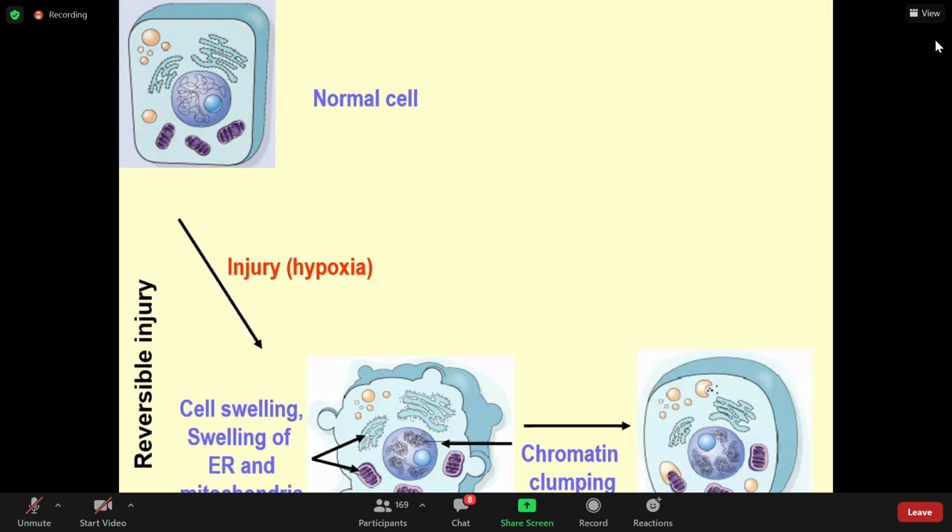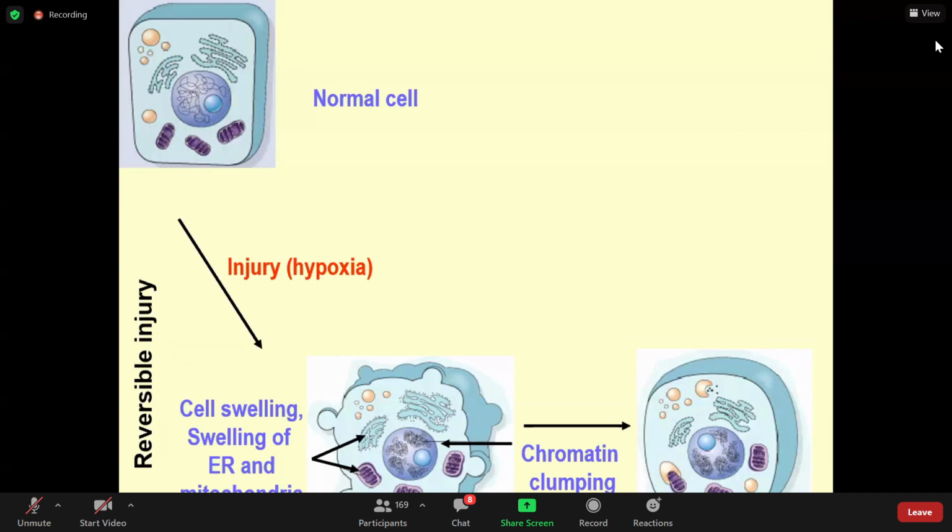Now, if you remove the pressure, if you remove the hypoxia, for example, or anything that is making the life of the cell harder, you will see that the cell could go back to normal. Why? Because none of the irreversible changes happen. Those irreversible changes are going to be in three locations.